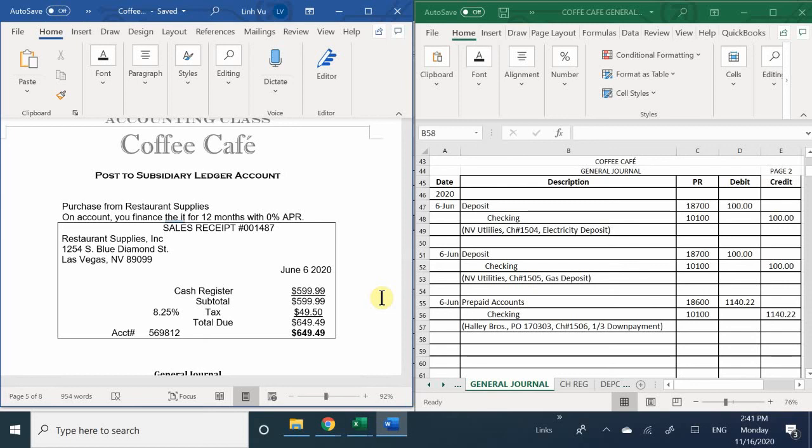So we bought a cash register, and right now they're willing to give us 0% APR for the first 12 months. And then after 12 months, we have to start making payments on interest. So in this case, we have 12 months to pay it off.